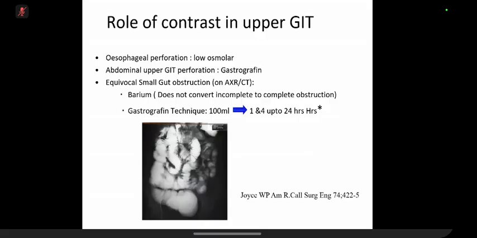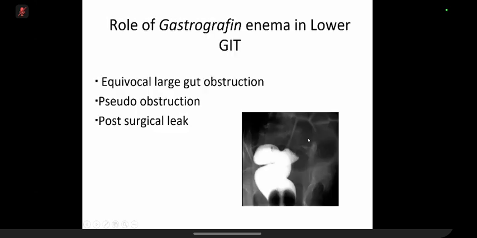Gastrografin is also used by surgeons, as I have told you. What we do is we give gastrografin, 100 ml. We take films. If contrast goes into the large bowel, there is no obstruction. Sometimes we do up to 24-hour films. For perforation, gastrografin is used. For esophageal perforation, low osmolar is used. Similarly, post anastomosis, for example, you are worried about, yes, please.